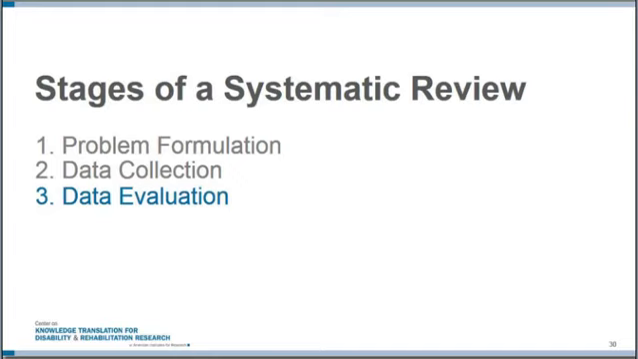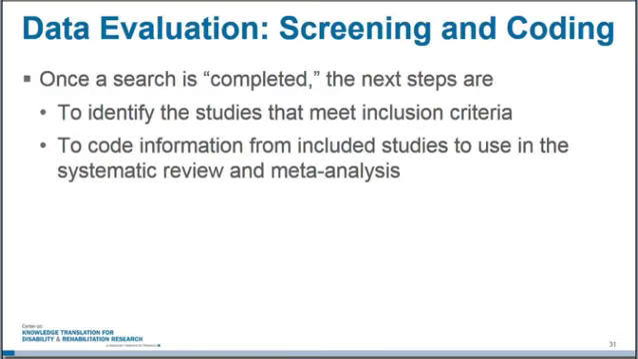Okay, so let's go on to our third stage, which is data evaluation. Once we have identified all the studies that might be important, the next steps are to identify the studies that meet the inclusion criteria and then to code the information from those included studies to use in the systematic review and meta-analysis.